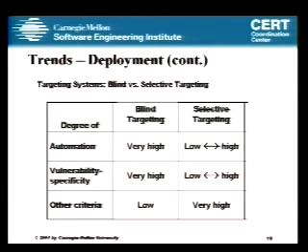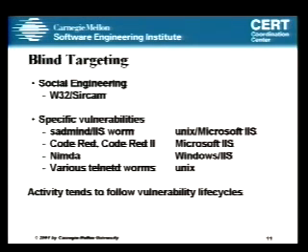With selective targeting, the automation and vulnerability specificity might be a little lower. They might be high, but there's usually other criteria at play in terms of what hosts I want to target for deployment of my tools. And again, blind targeting just underscores the point that it's tied to particular vulnerabilities. The life cycle on vulnerabilities, we're still seeing anywhere from 2 to 3 years. So these types of automated deployments are very effective over long periods of time.